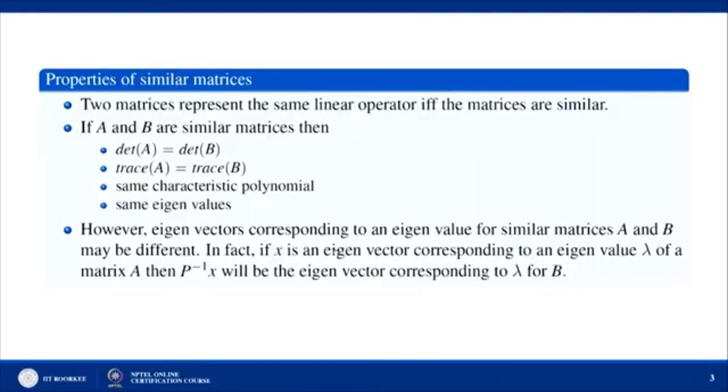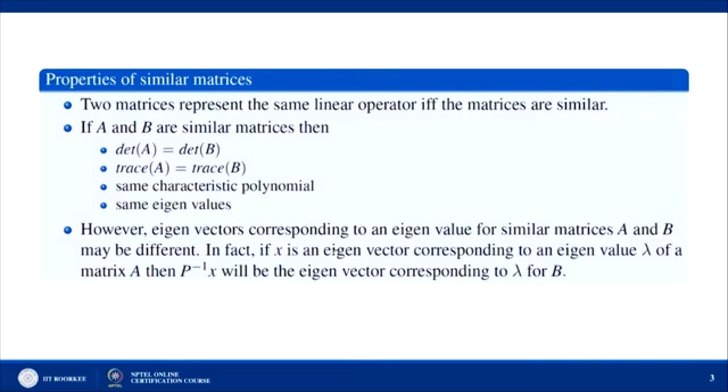They have the same characteristic polynomial, and hence they have the same characteristic roots or eigenvalues. Eigenvectors may not be the same. So, these are the properties.